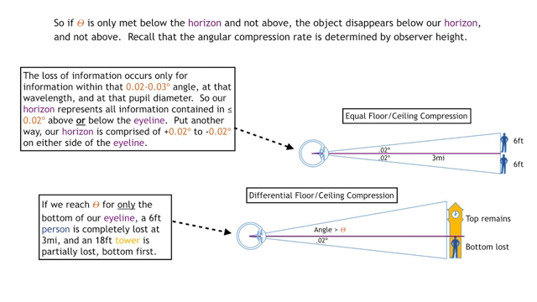Or put another way, our horizon is comprised of plus 0.02 degrees to minus 0.02 degrees on either side of the eye line. And again, if we did differential floor and ceiling compression and we got closer to a tangible physical wall, ceiling, or floor, then we would have differential angle compression, and anything met along that compressed angle side, either the wall or the floor or the ceiling, is going to reach theta and be lost against that object. So if we reach theta for only the bottom of our eye line, a 6-foot person is completely lost at 3 miles, and an 18-foot tower is only partially lost. It loses 6 feet essentially, and it loses it bottom first if we are compressed against the floor.